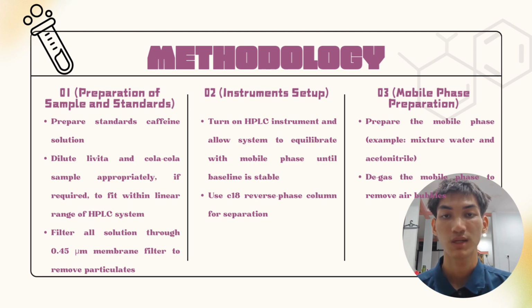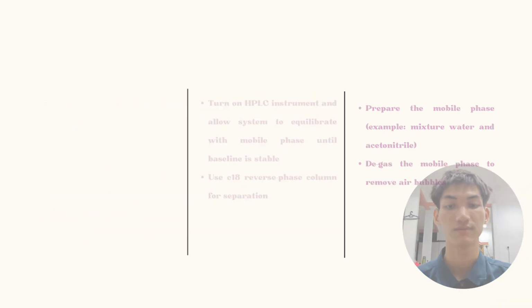Next, we set up the HPLC instrument. We turn it on and let the system equilibrate with the mobile phase until the baseline stabilizes. For the separation, we use a C18 reverse phase column, which ensures proper resolution. For the mobile phase, we prepare a mixture of water and acetonitrile. After mixing, we degas the mobile phase to remove any air bubbles that could interfere with the analysis.